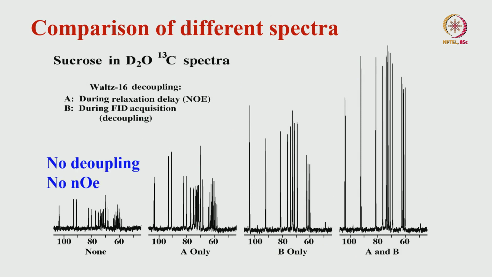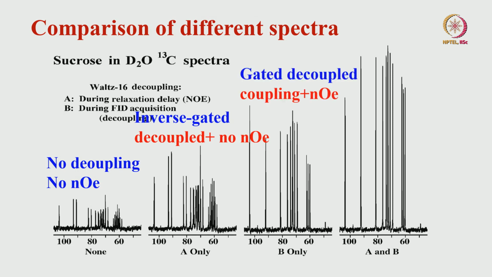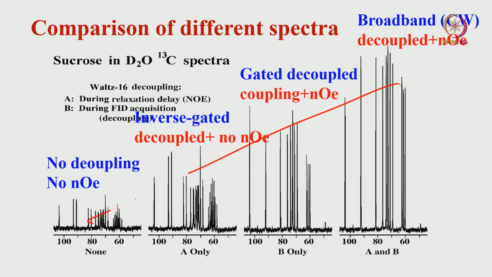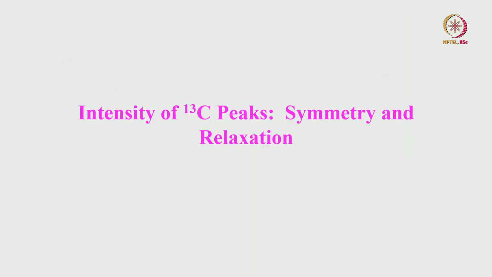See, this is a spectrum: no decoupling, no NOE; inverse gated decoupled, no NOE. This is gated decoupled NOE, this is broadband decoupled NOE. Look from here to here, what a gain in the intensity you are going to get. This is the experiment all of you would be doing every day. Okay? This is what I wanted to tell you about decoupling. I hope you got the feeling about decoupling.